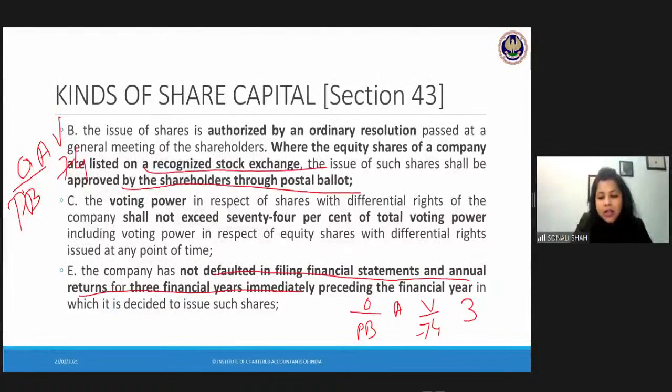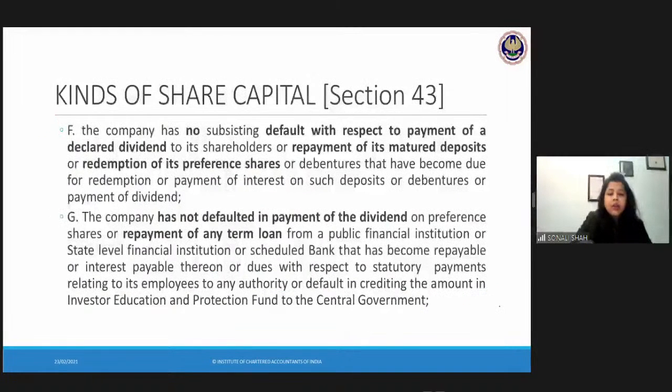Further, the company has not defaulted in filing financial statements and annual returns for 3 financial years immediately preceding the financial year. 3F. So for 3 years, it should not have defaulted in filing financial statements and annual returns. Correct? Further, the company should not have a subsisting default with respect to payment of dividend. So it should not have defaulted.